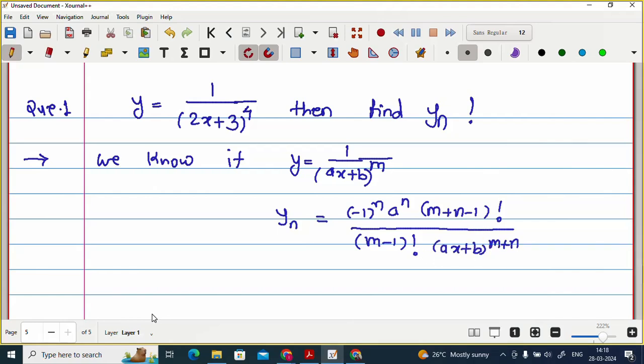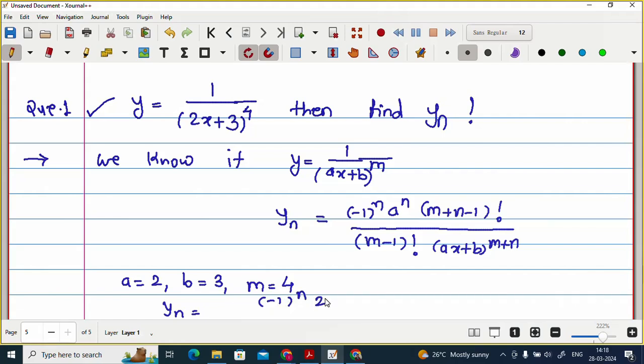So by using this formula, the given y is equal to 1/(2x plus 3) raised to 4. If you compare it with this formula, what is your a? a will be 2, b will be 3, and m is 4. So with this, yn will be equal to, just use 2, 3 and 4 in this formula. So what will it be? Minus 1 raised to n into a raised to n.